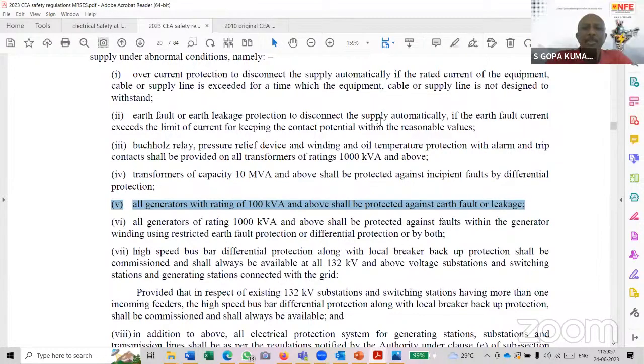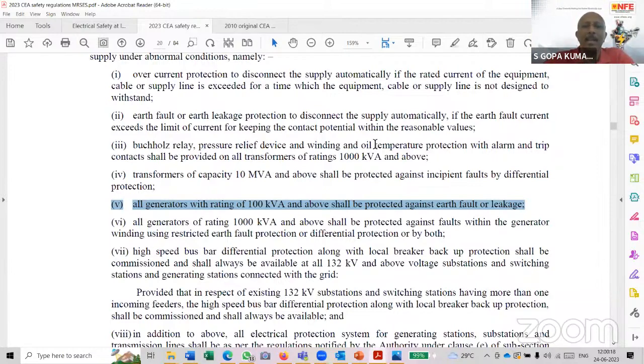In the draft, it was not 650 volt. It was actually 1000 volt AC and 1500 volt DC, which was in line with the IEC standards or the IS standards. 1000 volt AC, 1500 volt DC is low voltage. That was better in the draft, but in the final one, again, the 650 came into picture.